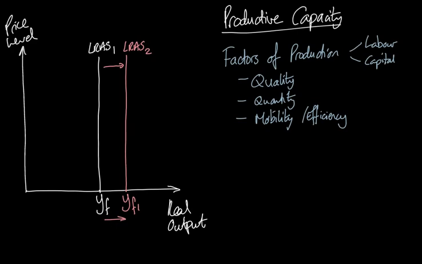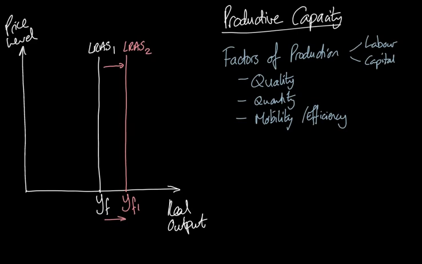Quality of capital would refer to the productivity, so technological advancements and things like that, coming up with new, more efficient ways of doing things. At the moment, we're thinking maybe about things like artificial intelligence and robotics, which are really improving the quality of the capital stock within the economy. Quantity is just how many of those things there are.